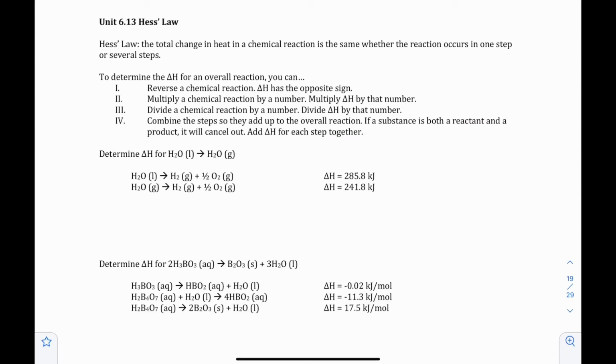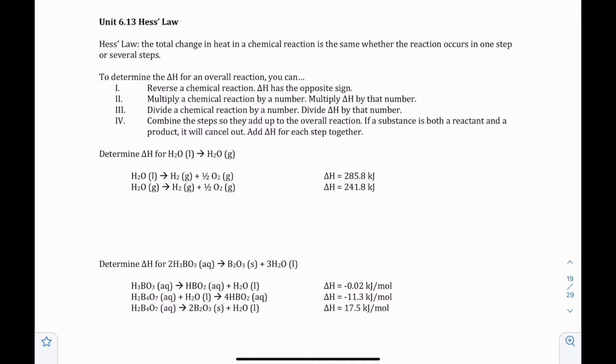Hess's law says that the total change in heat in a chemical reaction is the same whether the reaction occurs in one step or several steps. So if you have a reaction that occurs in multiple steps, you can determine the delta H for the overall reaction if you adhere to the following rules.